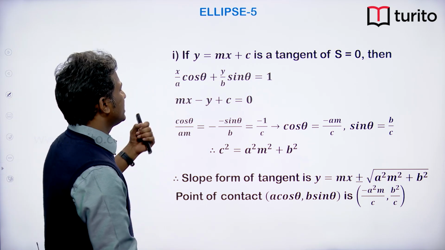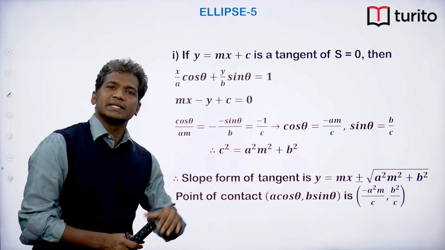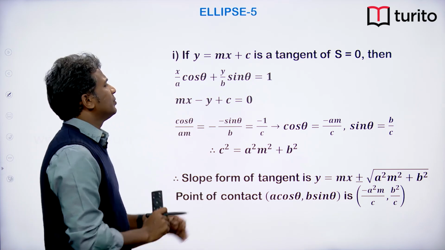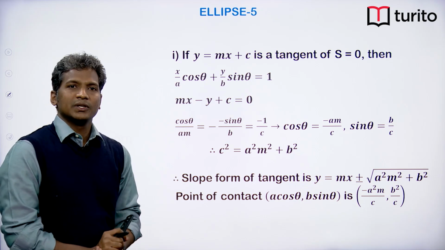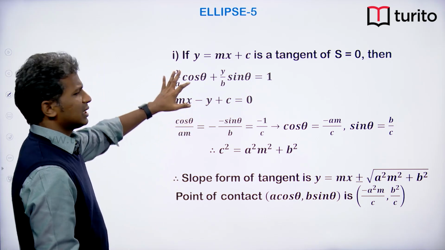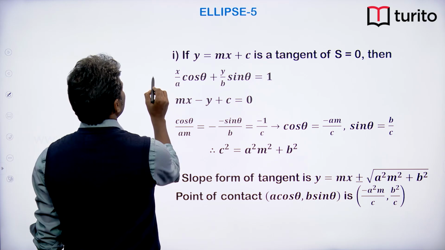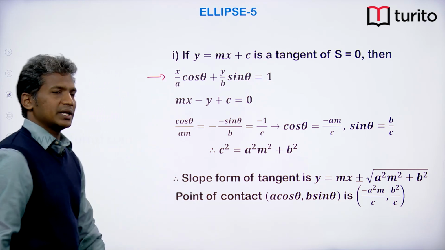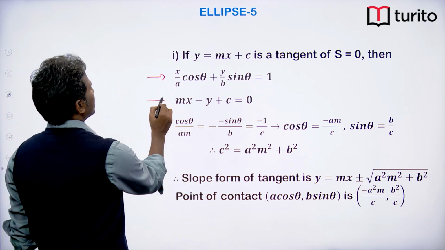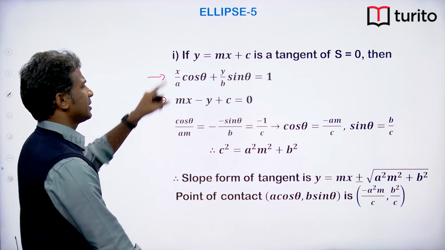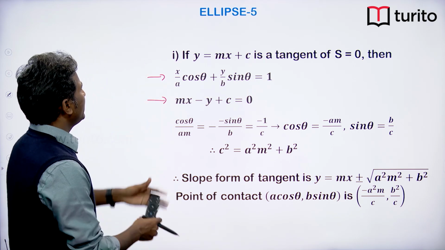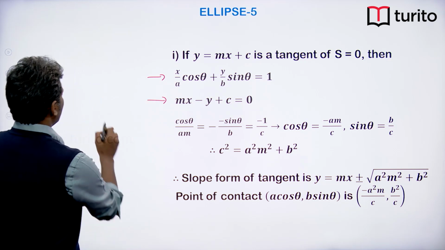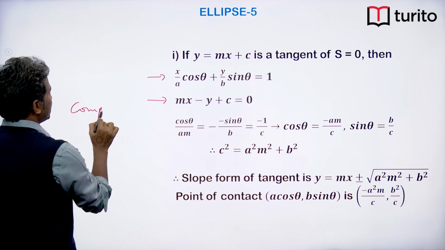Then what is the condition on C and M, or what could be the other situations? So, for that we can start like this. Suppose we have taken parametric form of tangent and we have taken this line y equal to mx plus c, and if we compare these two, because these two must be representing the tangent.